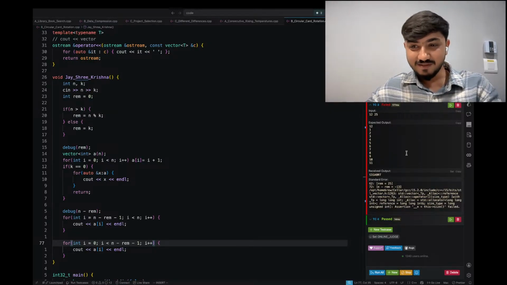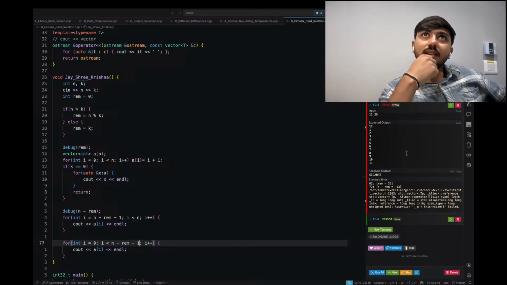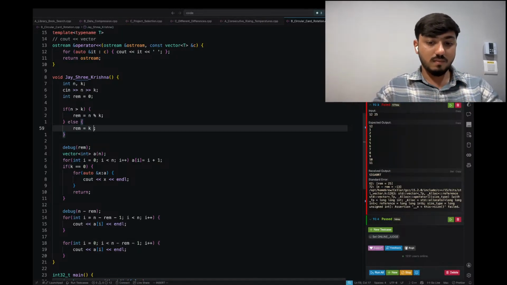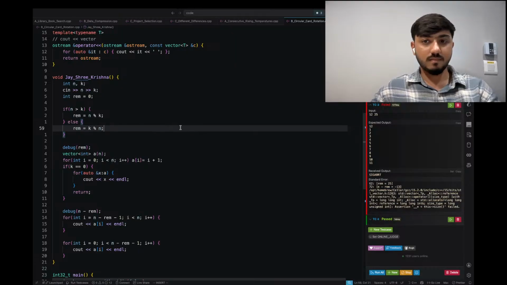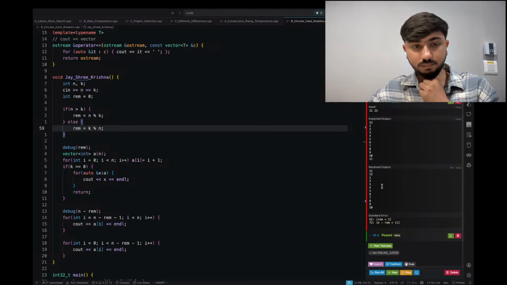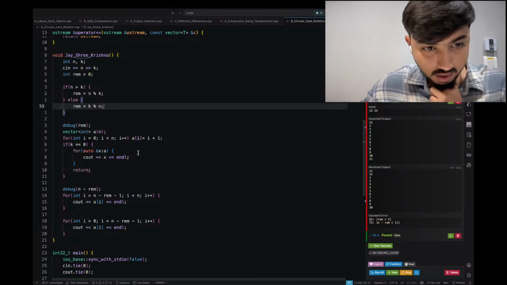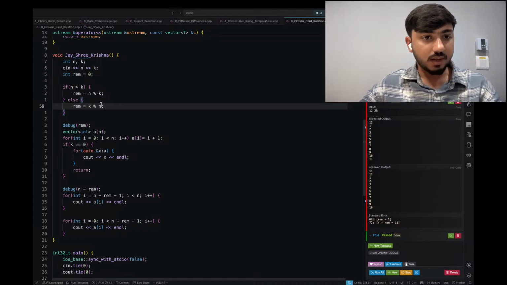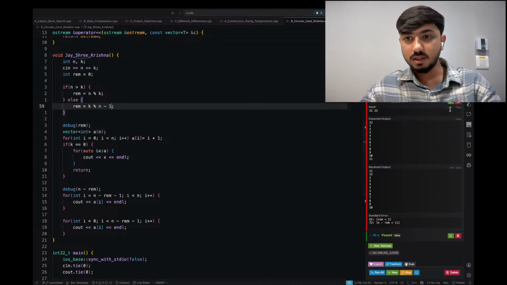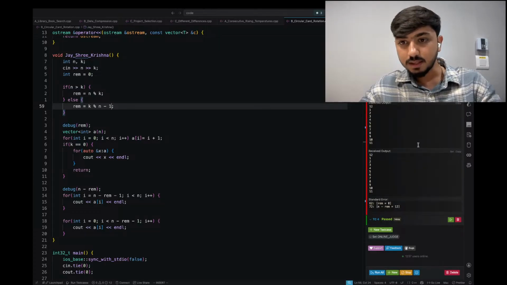Right. What am I missing here, wait. N is greater than K. What if it's N less than K? Should be K mod N then. Okay, so I got it. If it is this, then I have to do this. Yes, it is.